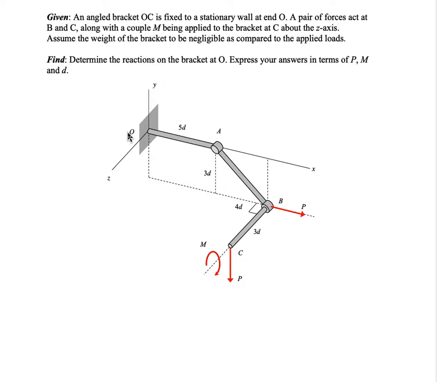For this problem, we have an angle bracket which is built into the wall there at end O. We have a force acting at point B in the x direction. We have a force acting at C in the negative y. We also have a couple about the negative z axis acting there at C. Our goal here is to determine the reactions on the bracket there at end O.